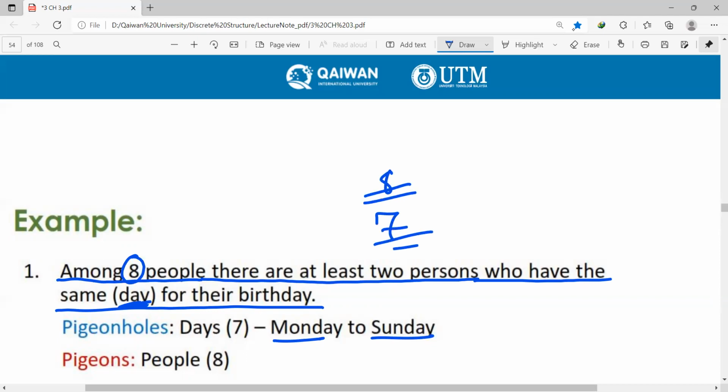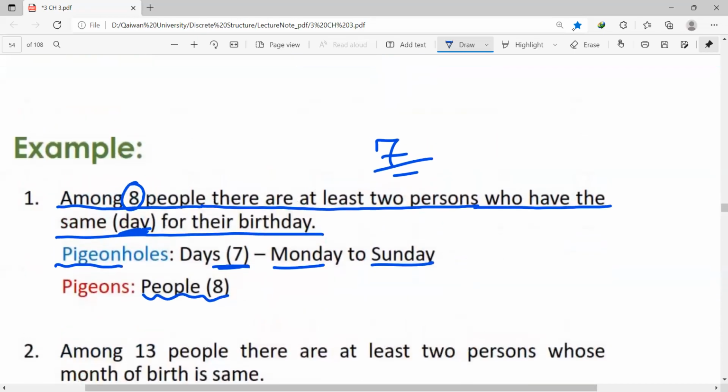Which one should be pigeon and which one should be pigeonholes? The greater one is pigeons and the least one is the pigeonholes. So here the pigeonholes are the number of days, 7, and the pigeons are the number of people, 8. So here it's important to know what's pigeon and what's pigeonhole.